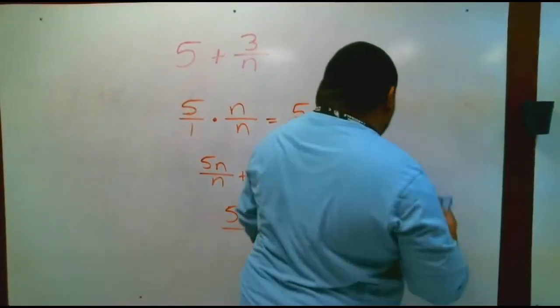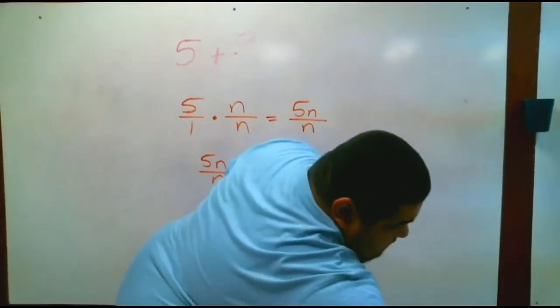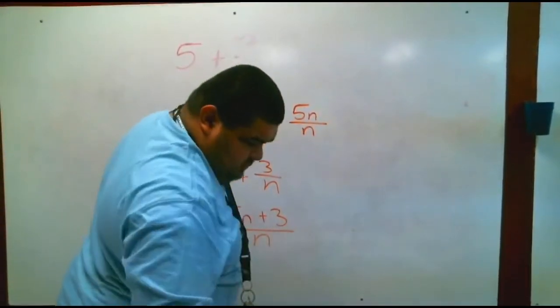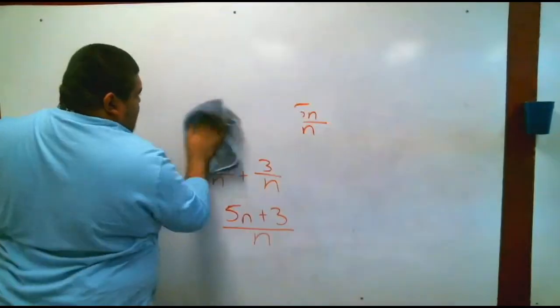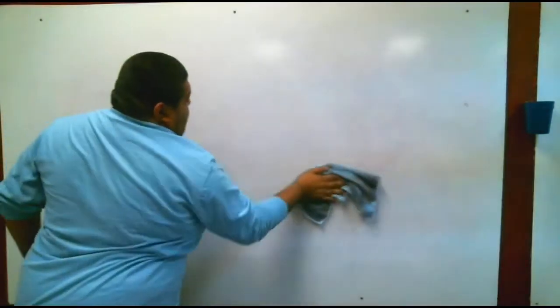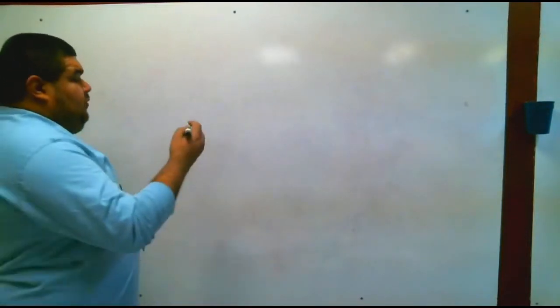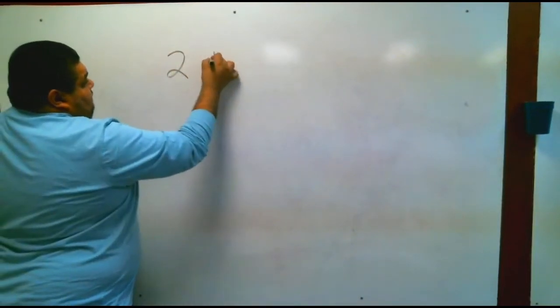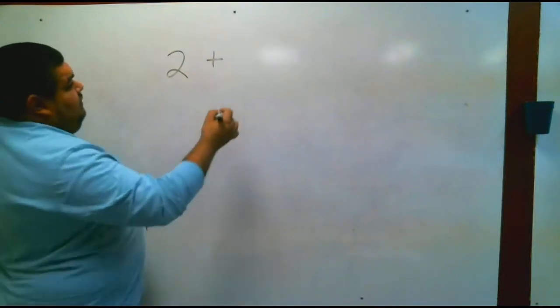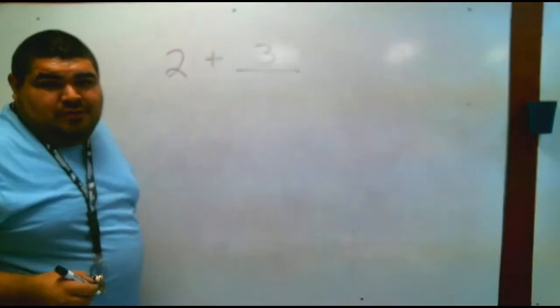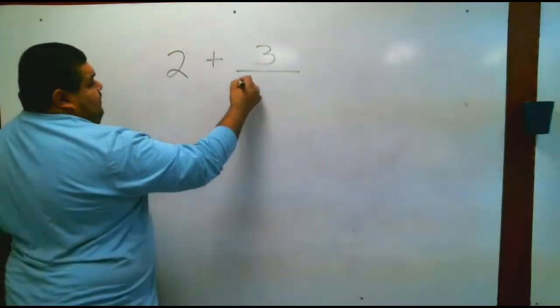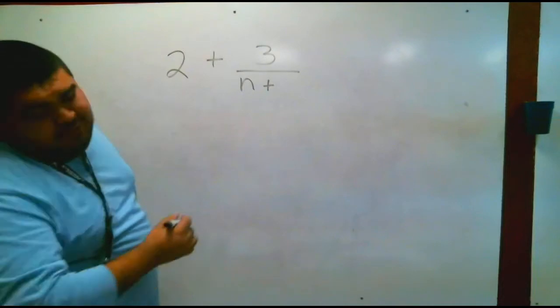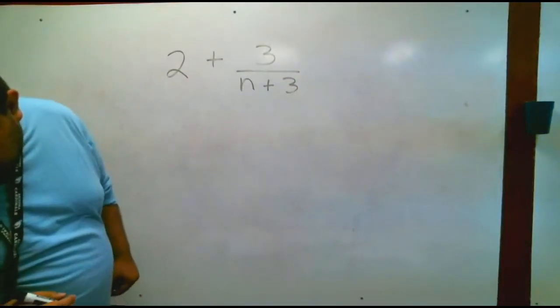All right, so the other example is, let's go with black. We have 2 plus 3 over n plus 3.